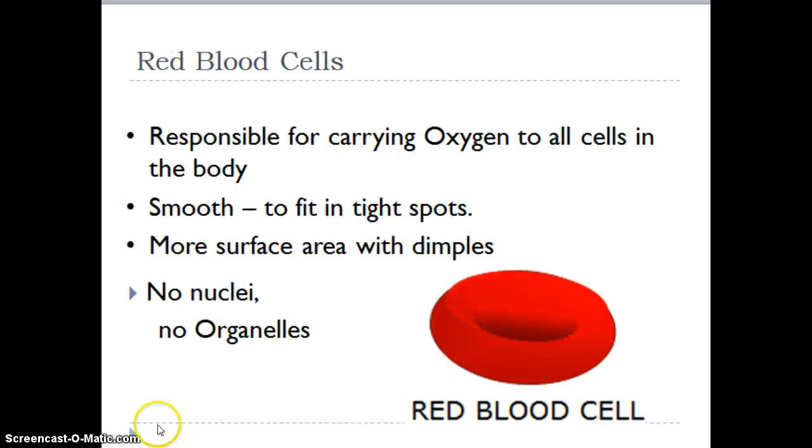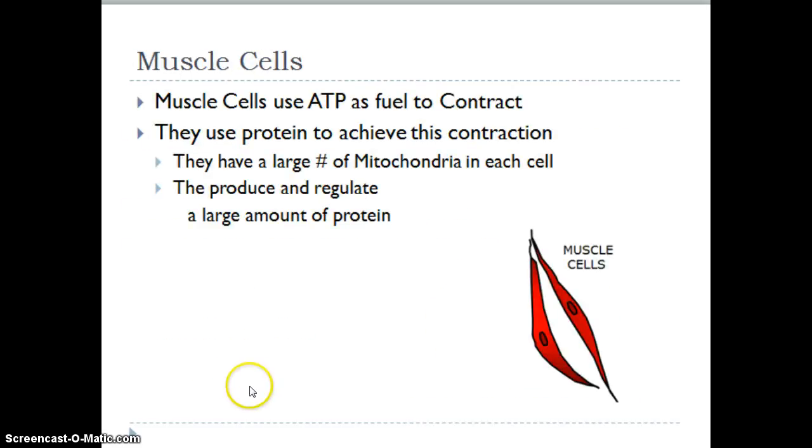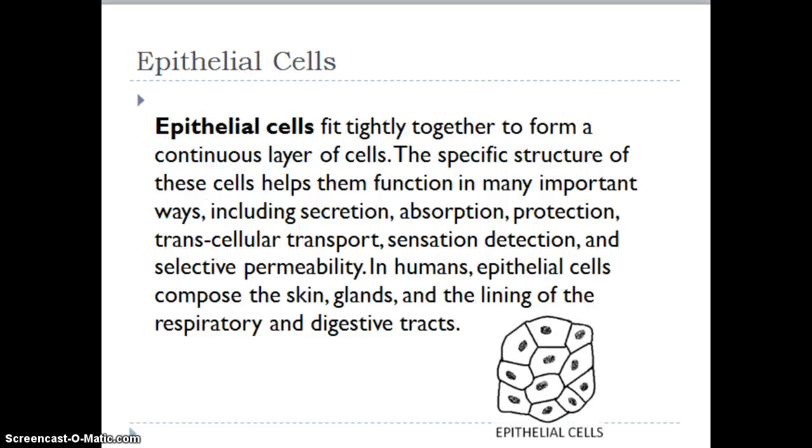cell you're talking about. Red blood cells are responsible for carrying oxygen, and they've got a higher surface area because they're cupped. They have no organelles, so they can carry oxygen the best way that they can. Muscle cells are contractile, so they use proteins to do this, and they use a lot of energy, so there are a lot of mitochondria in each muscle cell. They produce and regulate a large amount of protein, so it's an important cell to have for our mobility.